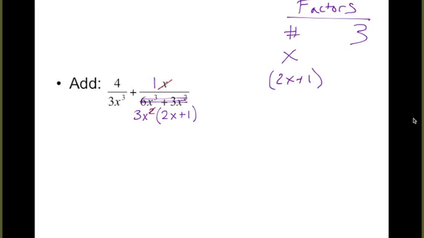How many x's am I going to need? How many does the first denominator have? 3. How many does the second denominator have? 1. So how many am I going to need? 3. We don't need to accumulate and have 4. We just need the most that either one of them has. And how many 2x plus 1s am I going to need? Just 1. First one doesn't have any, the second one has 1, so we just need one of those. So our denominator is going to be 3x cubed, 2x plus 1.